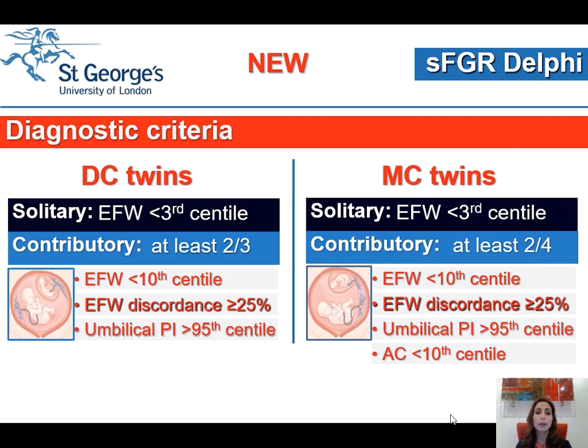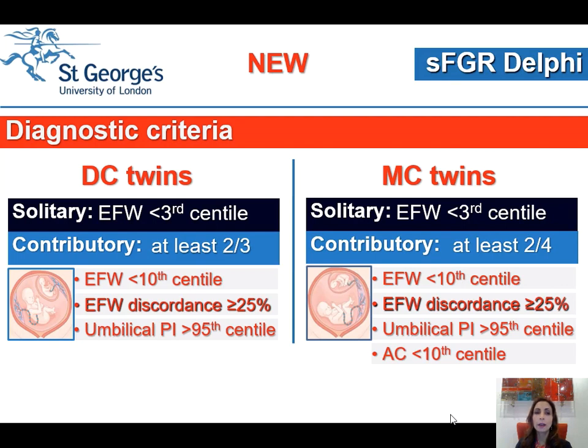Certainly in my practice, I find it more difficult to use the estimated fetal weight less than third centile because most ultrasound databases do not necessarily give the precise centile. It will give you an indication that the estimated fetal weight is less than 10 centile. And therefore, I personally in my practice tend to more likely use the estimated fetal weight discordance of 25% or more plus estimated fetal weight less than 10 centile, or the abnormal umbilical artery Doppler plus estimated fetal weight less than 10 centile. I hope that makes it clear.